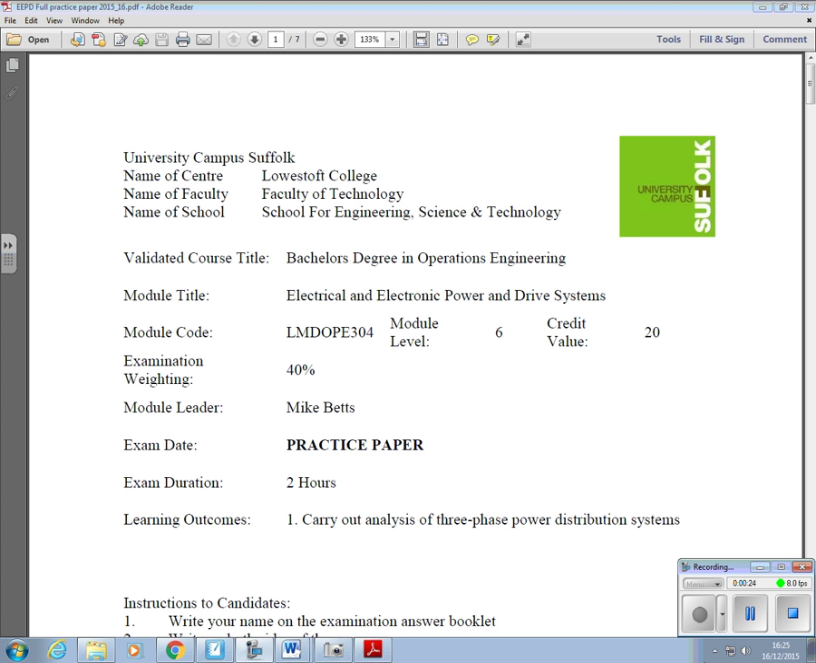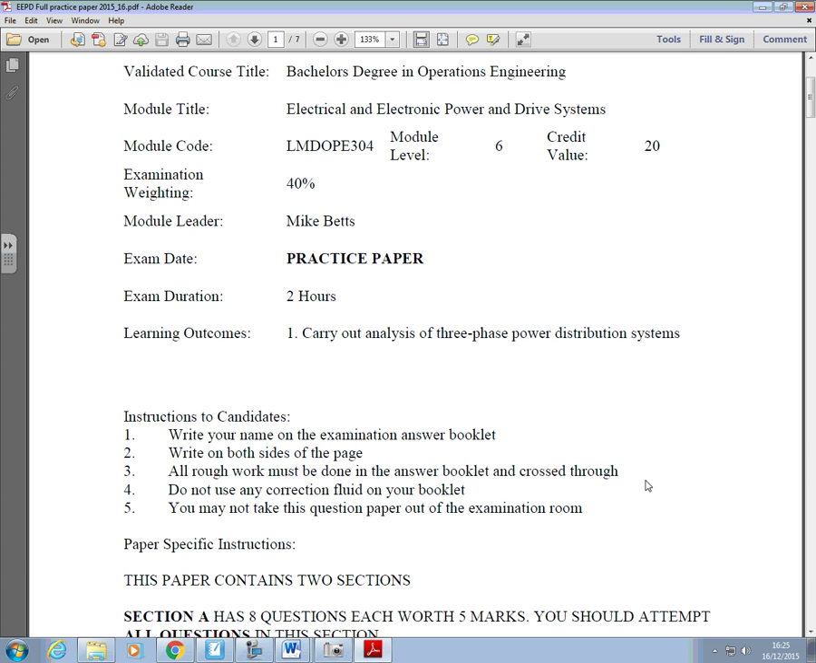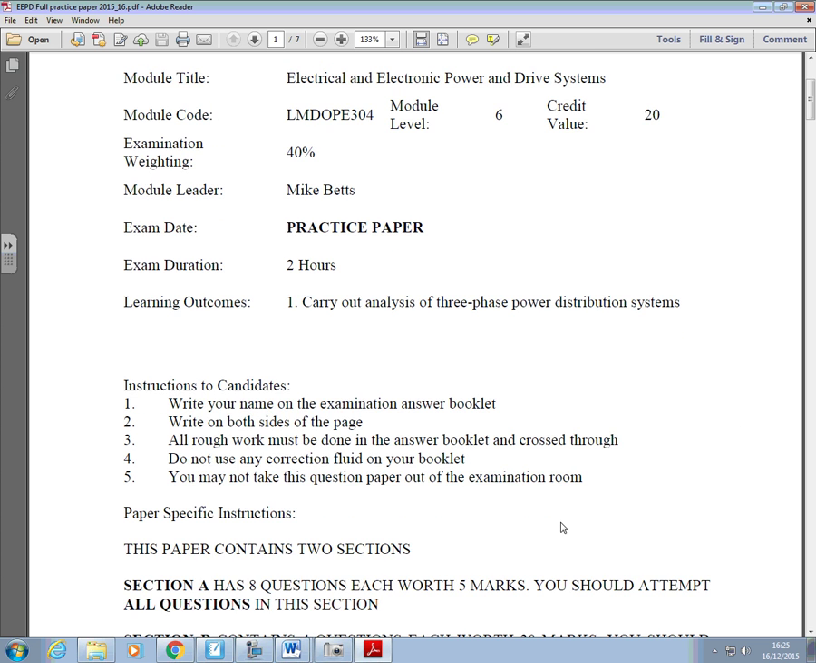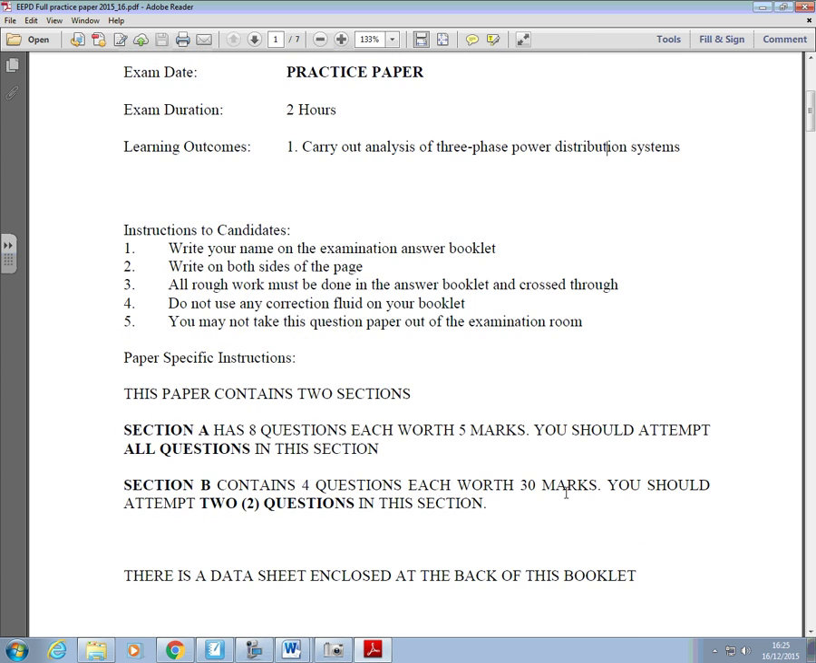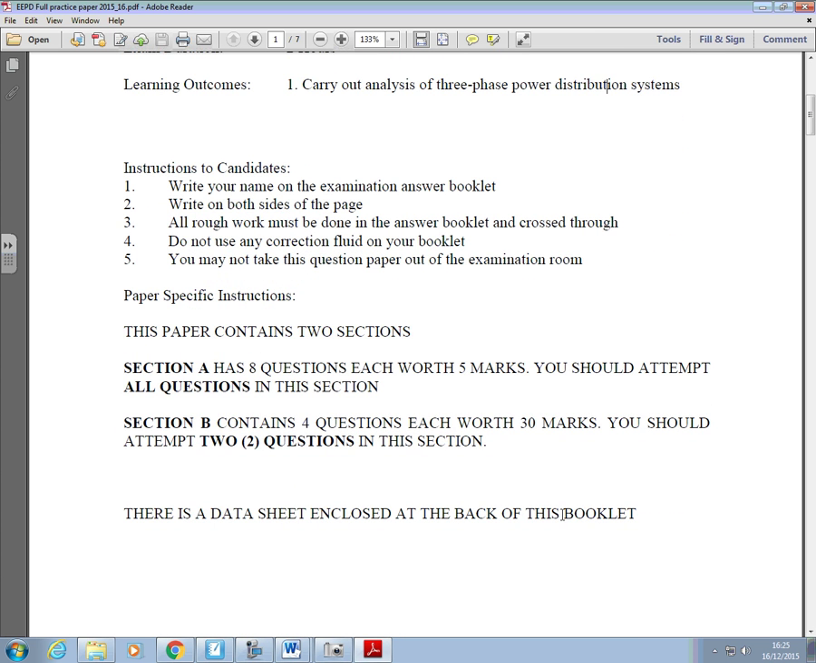It's about learning outcome 1, which is the analysis of three-phase power distribution systems. It's around all the different calculations that we've done in the classes. There's some standard stuff about the examination booklet, but there are 2 sections to the exam. Section A has shorter questions, and I'm seeing a typo in this practice paper already, but please bear with me.